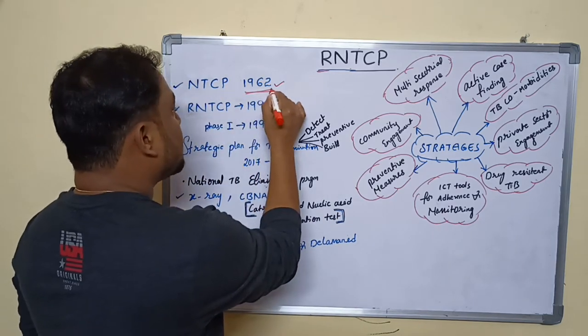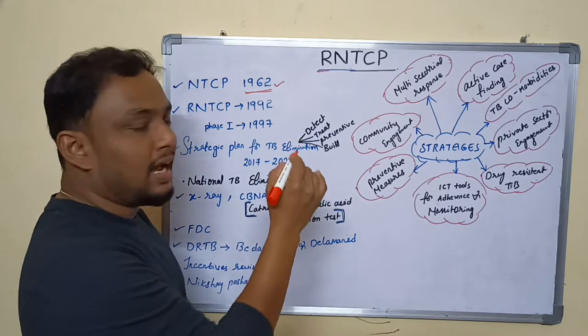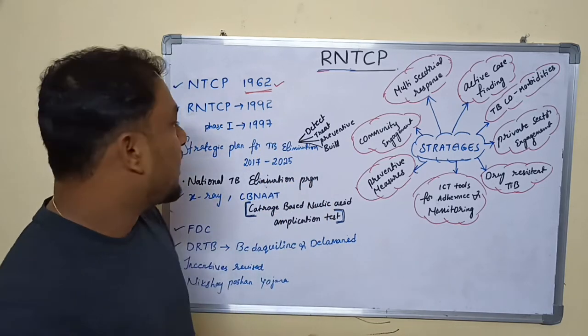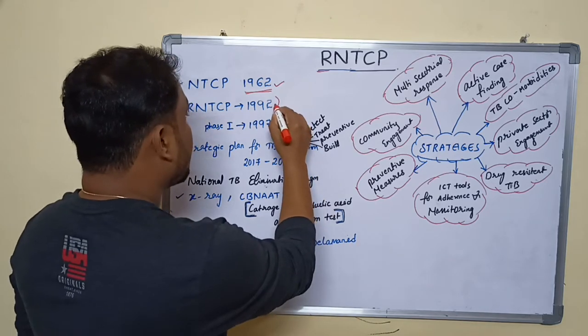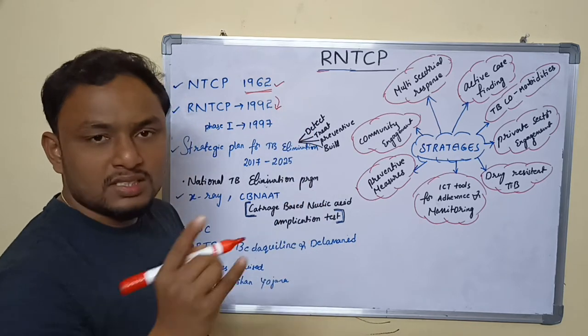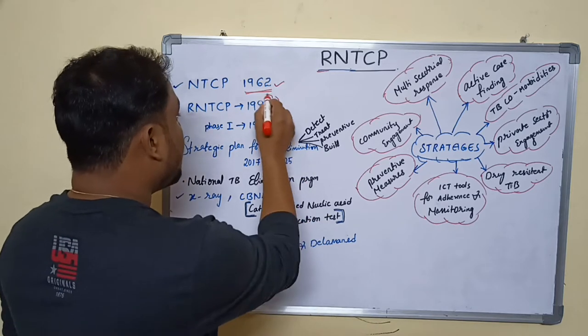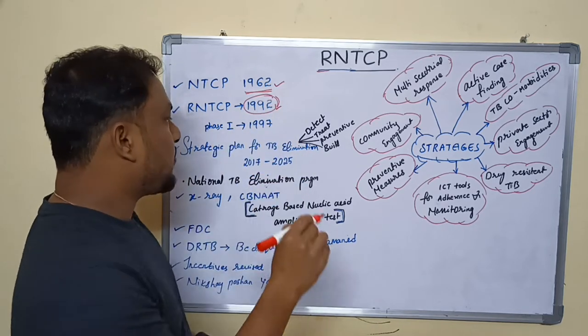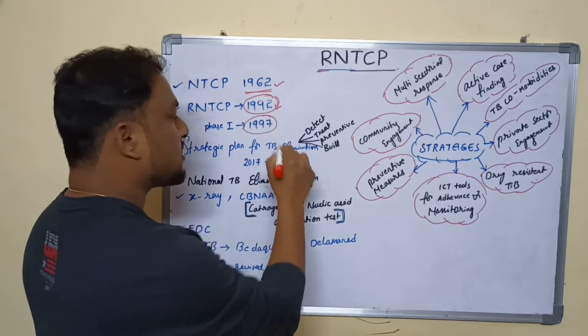In the year 1962, the program started as NTCP, meaning National Tuberculosis Control Program. Later on, it was revised as RNTCP, Revised National Tuberculosis Control Program, in the year 1992. The RNTCP first phase started in 1997.